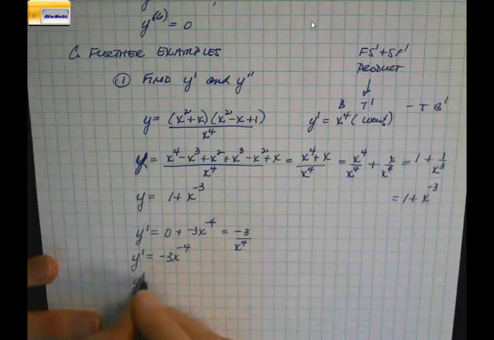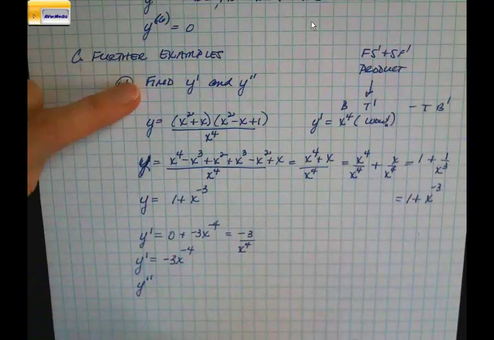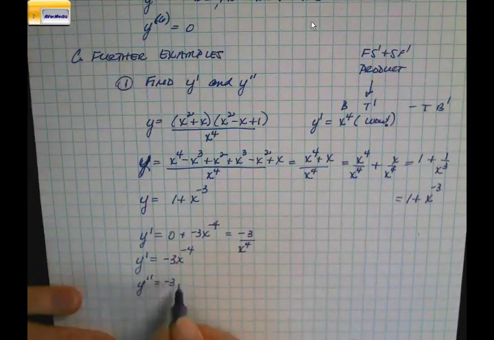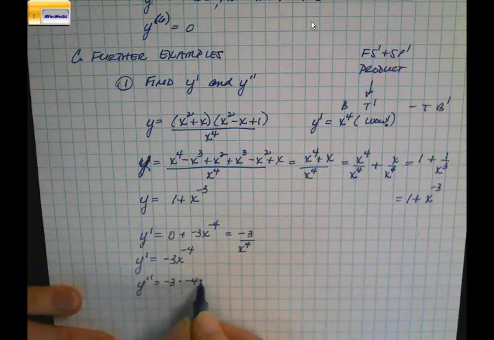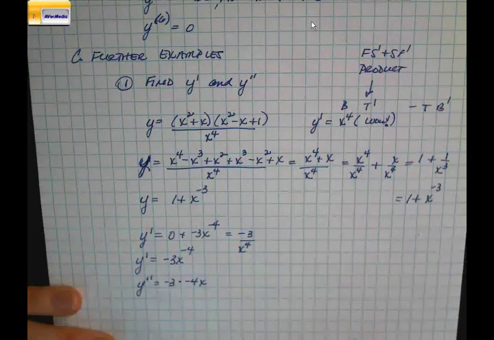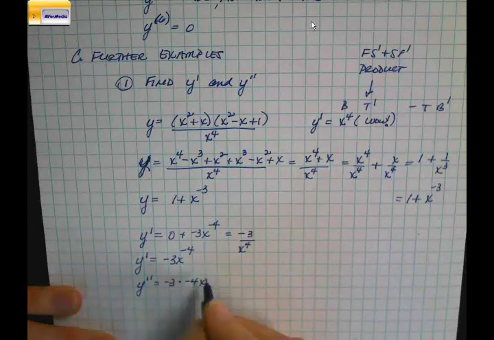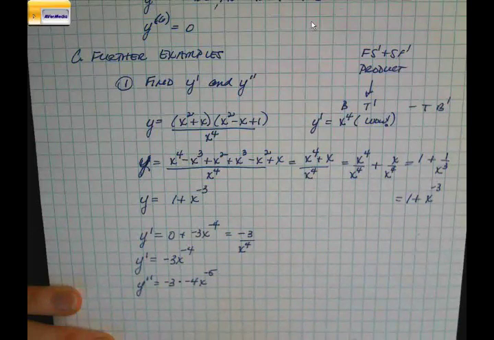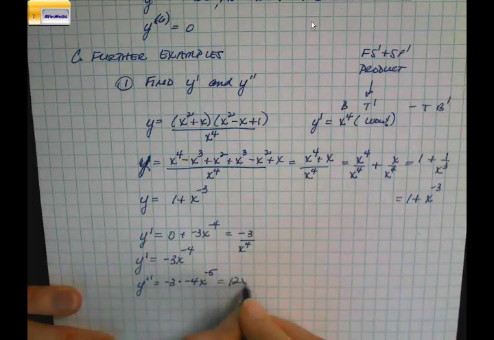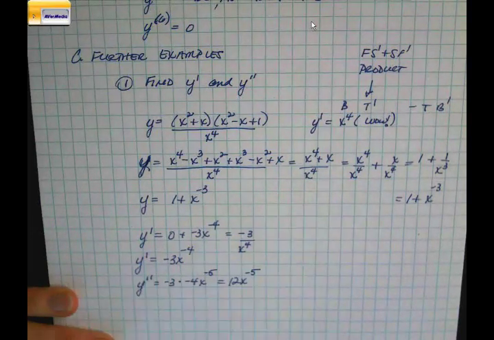So that when I take the second derivative, because remember that was the question, find the first and second derivative, the second derivative is negative 3 times negative 4x to the negative 5. Negative 4 minus 1 is negative 5. So this is 12x to the negative 5.